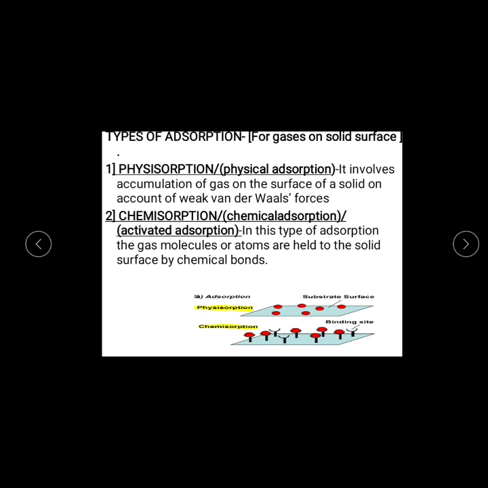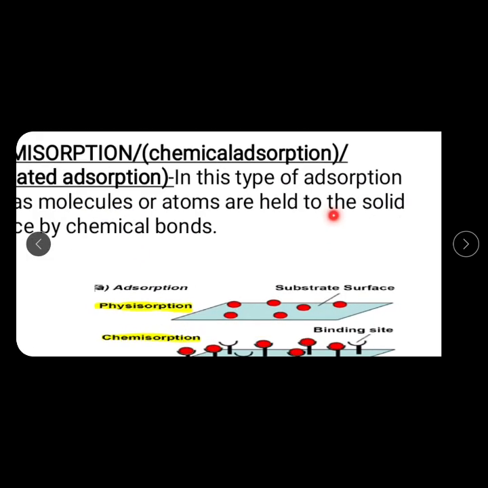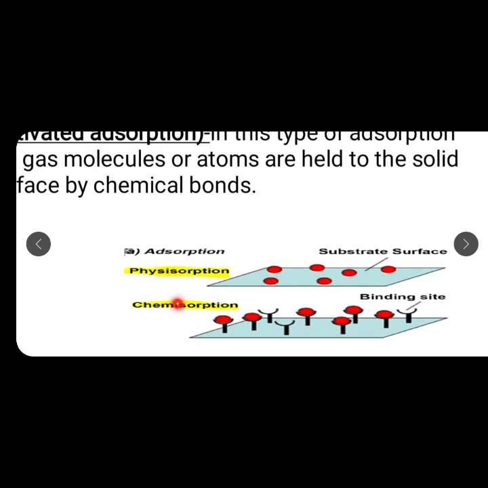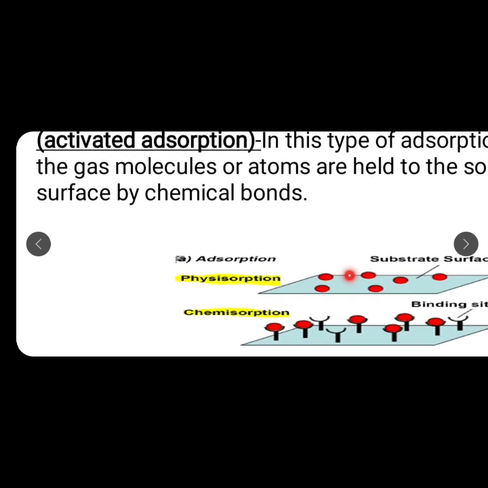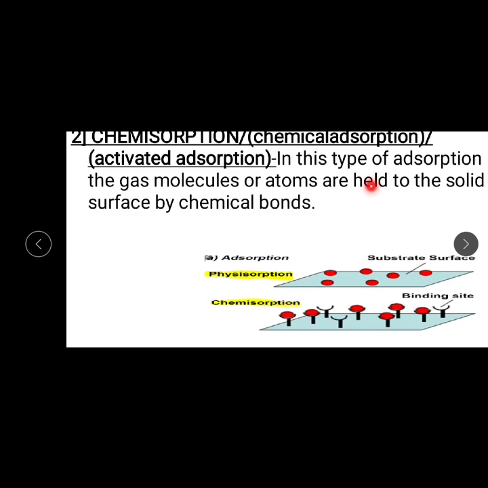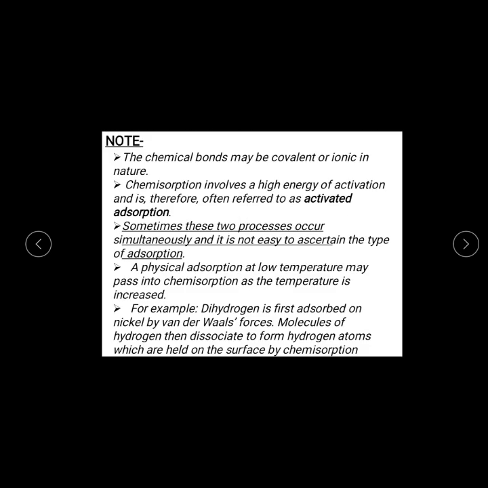In chemical adsorption, the gas molecules are adsorbed or held to the surface of solid by chemical bonds. Here we are having a picture which depicts physical adsorption and chemical adsorption. Here you can see the binding site in chemical adsorption, and here we have just the attachment of the adsorbate on the adsorbent through van der Waals forces. Here are few points which you can note down. I will be doing a quick reading of these points.